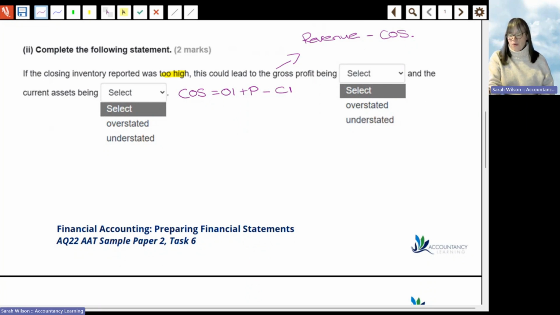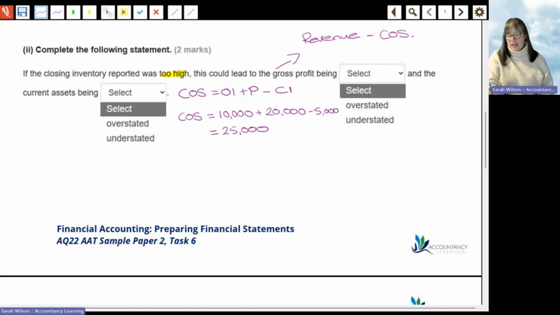So let's say we have opening inventory of 10,000. We have purchases of 20,000 and we have closing inventory of 5,000. So that would make our cost of sales 25,000.